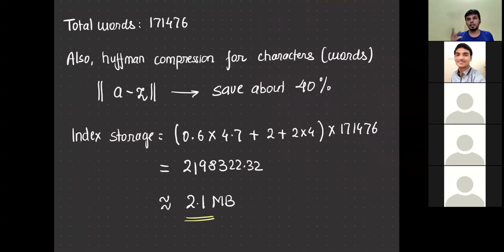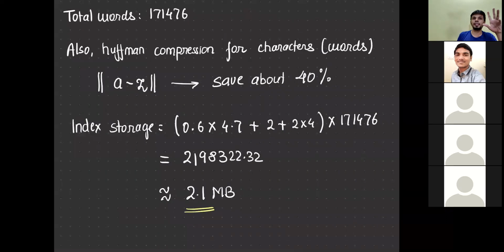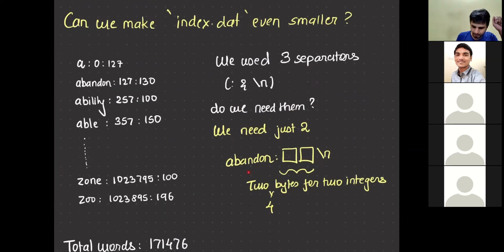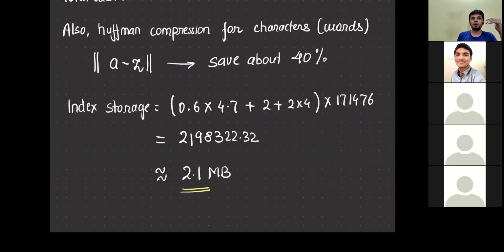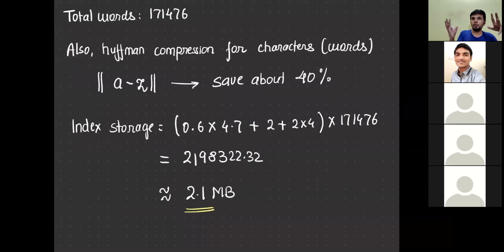Another way to do this is key compression. If we can apply Huffman compression on all the words, like all the A to Z words you have in your dictionary, you can save about 40% of your string. So words like abandon could be compressed by 40%. If you do this, you can typically make your index.dat file just 2.1 MB.